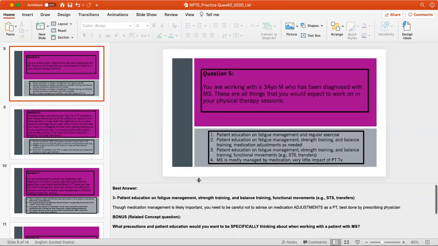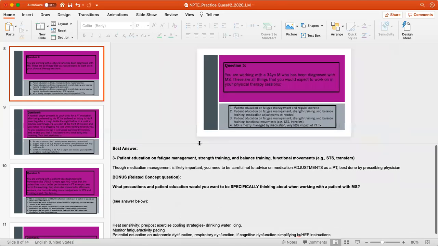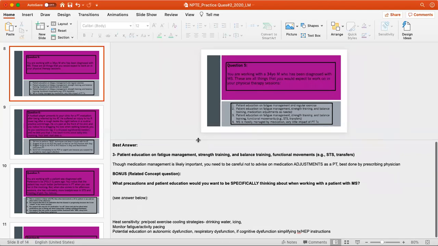Yeah, so you're spot on with the fatigue management. Individuals with MS oftentimes have heat sensitivity. It's been described as Uthoff's phenomenon, but a difficulty in cooling themselves. And so a lot of times with MS in physical therapy, we're utilizing cooling strategies for these patients. So before exercise, during exercise, after exercise, cooling strategies are really important because of their impaired ability to self-cool and their tendency to become overheated.